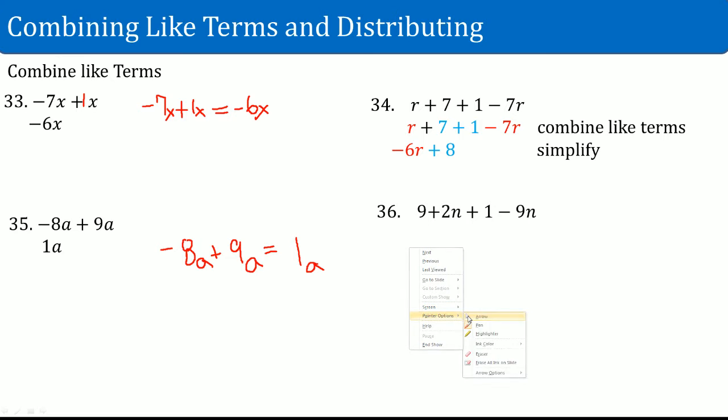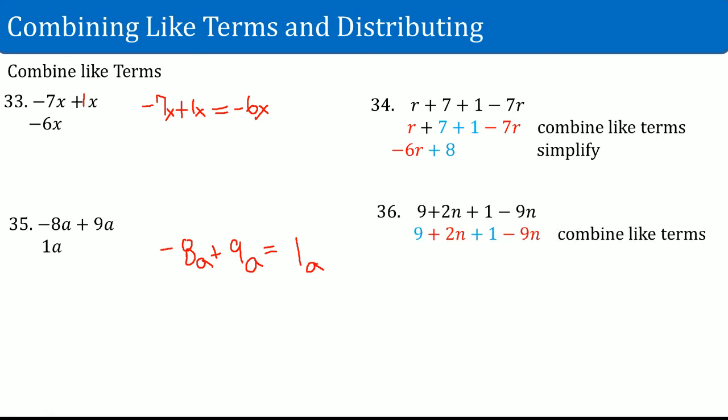Number 36. 9 plus 2n plus 1 minus 9n. Please understand what the like terms are. The 9 and the plus 1 are like terms, that is in blue. Your red is your 2n and your minus 9n. Those belong in the n family. 9 plus 1 becomes 10, that is the blue, as well as the 2n minus 9n becomes your minus 7n. So that is what your answer looks like once you simplify.